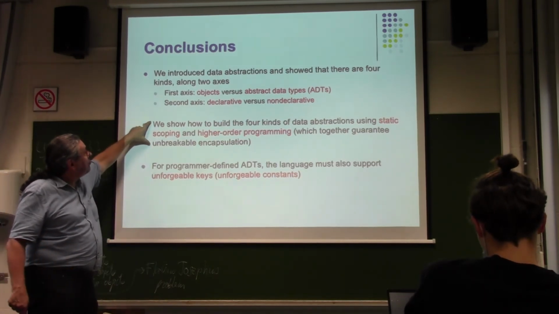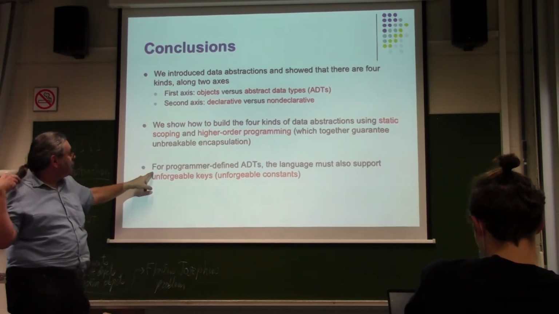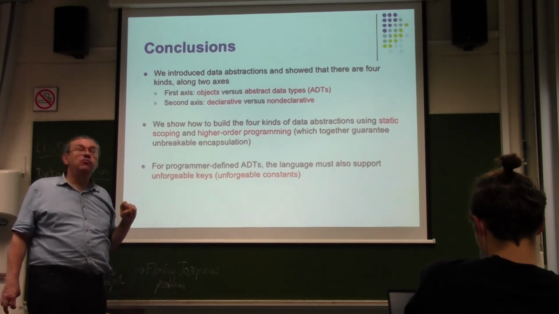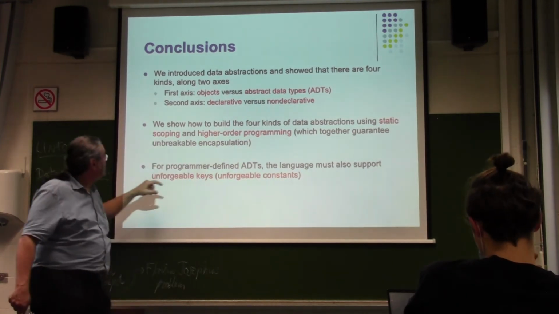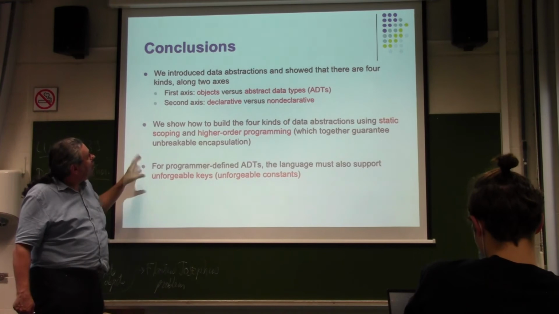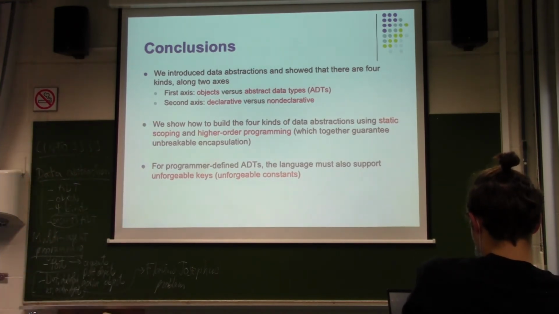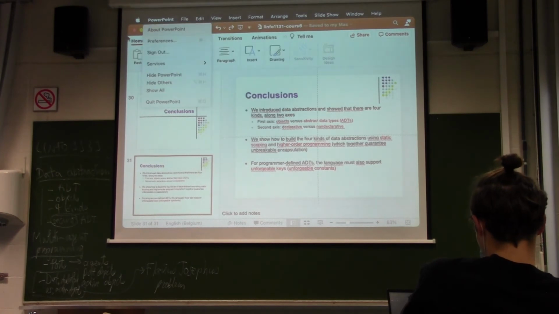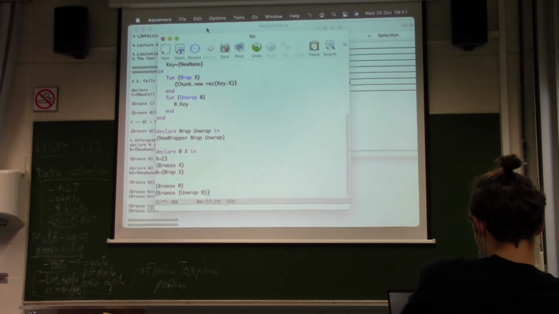So we showed how they're built: static scoping, higher order. For abstract data types, you also need these unforgeable keys, and you need these secure boxes. But the unforgeable constants are very important. And then the fourth one: there are 3 of them that are used a lot, but there's a fourth one that's not really used. Okay. So that's all I want to say on data abstraction. That's important because I want you to understand the secure part, especially.